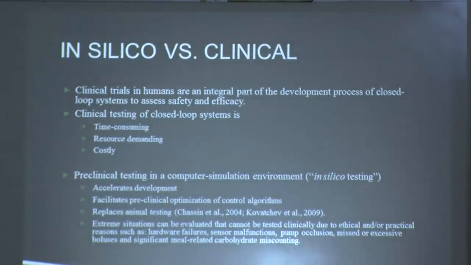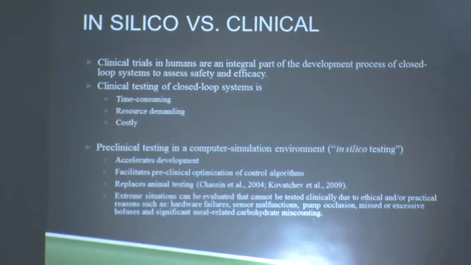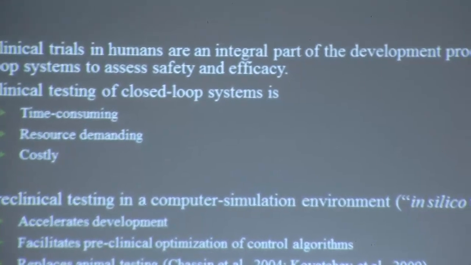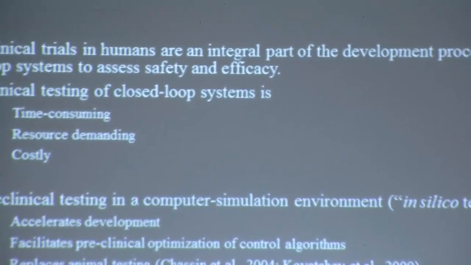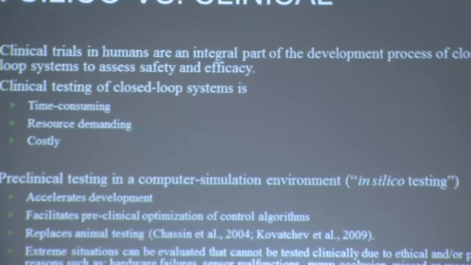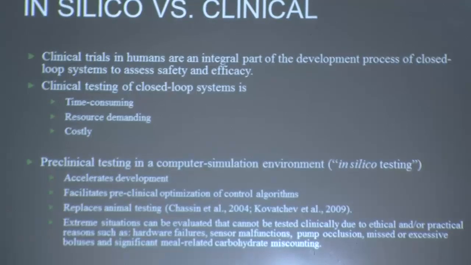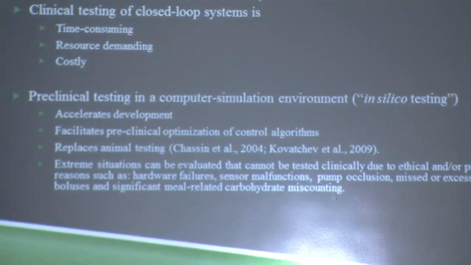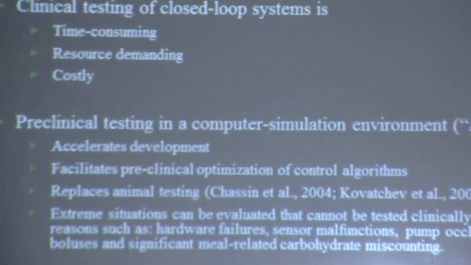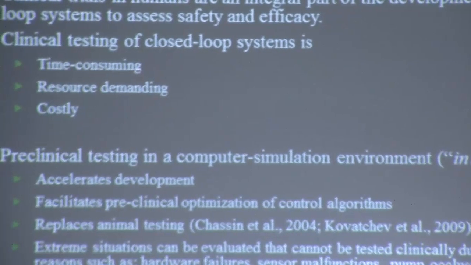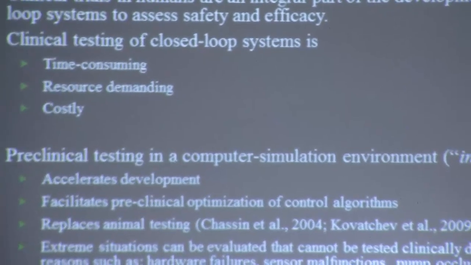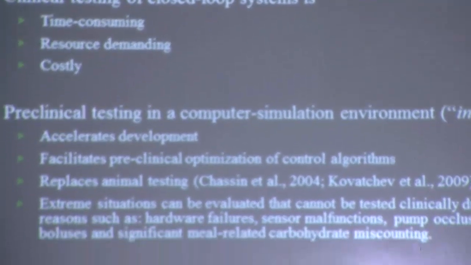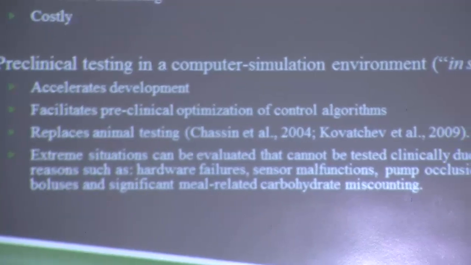Also, one thing to note about why modeling is important in general is that clinical trials are an integral part of the development of closed-loop systems for both safety and efficacy. However, they're time-consuming, resource-demanding, and very costly. So instead, preclinical testing in a computer simulation environment, or in silico testing, accelerates development. It also facilitates preclinical optimization of control algorithms, and there was actually a glucose insulin model done by the University of Virginia that was approved by the FDA to replace animal testing.